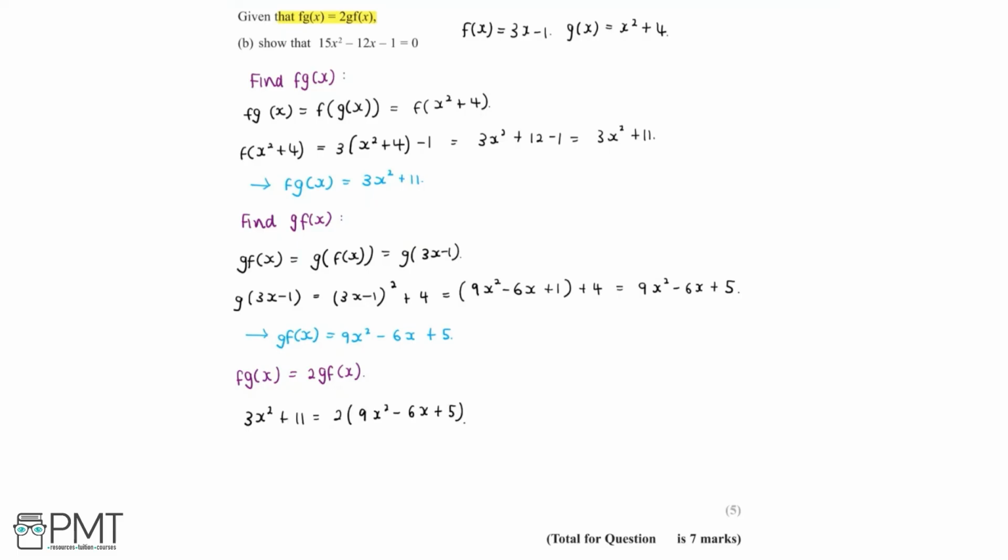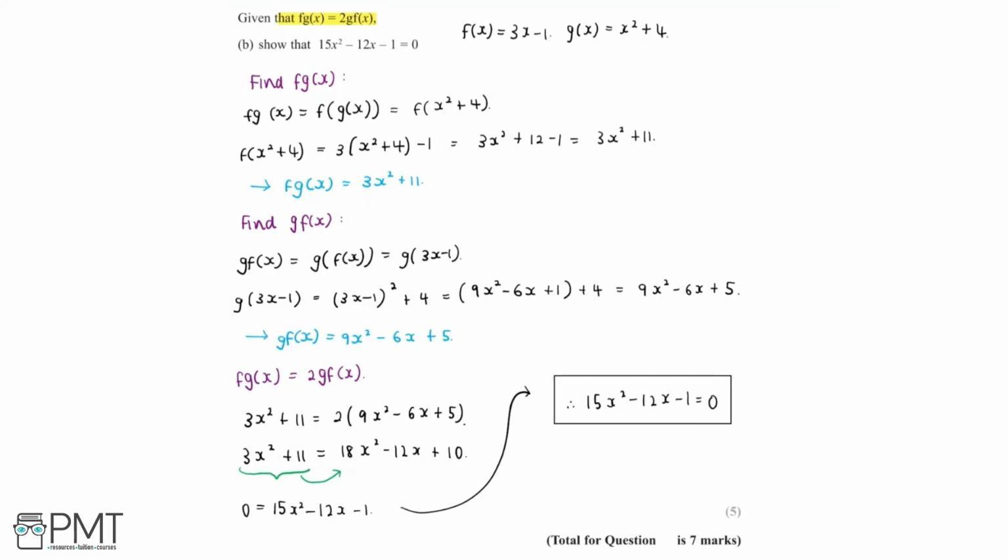Well, now let's expand the right hand side by multiplying each term by 2. And so we can say that 3x squared plus 11 is equal to 18x squared minus 12x plus 10. Well, now let's rearrange by bringing the 3x squared plus 11 over to the other side. And so we're left with 0 equals 15x squared minus 12x minus 1. And so we've now shown that 15x squared minus 12x minus 1 is equal to 0.